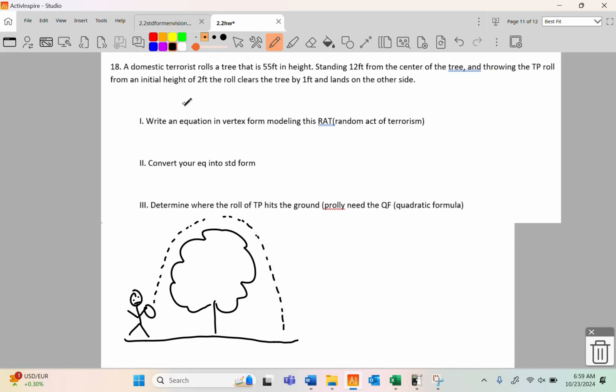We're going to put his roll of toilet paper at the origin. So what we're doing here is we're superimposing the XY axis on this thing. So this is the point 0, 0. He is 12 feet from the center of the tree, so the tree center is going to be at 12, 0. And the roll clears the tree by a foot and lands on the other side.